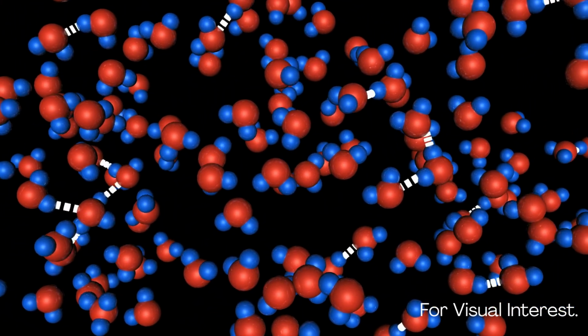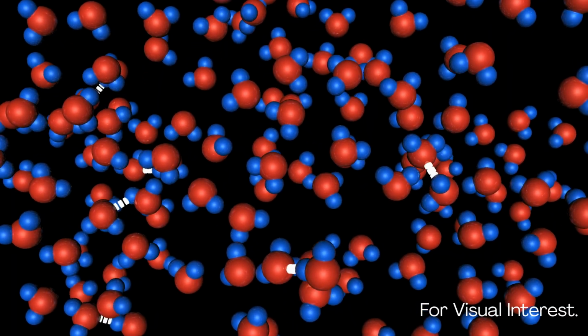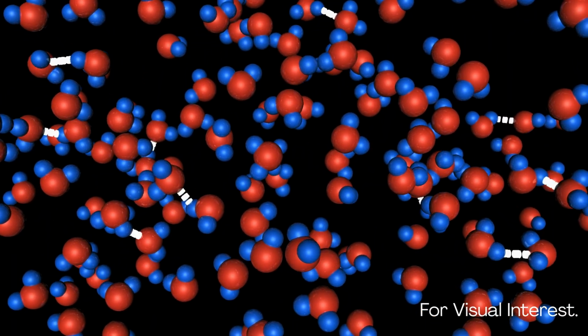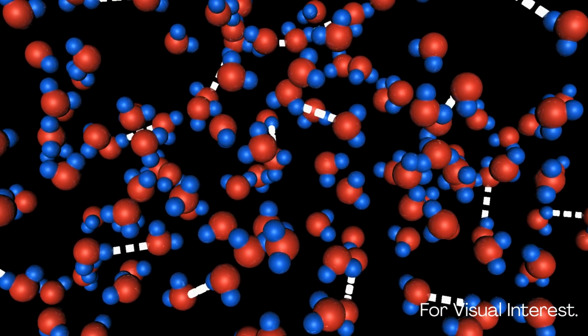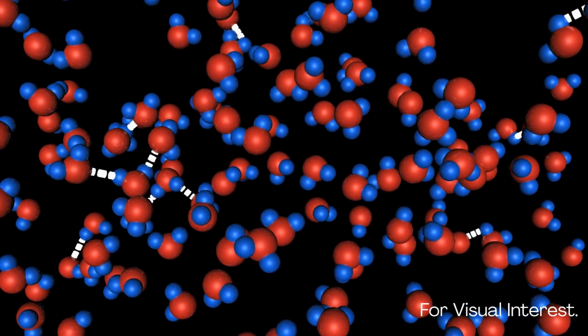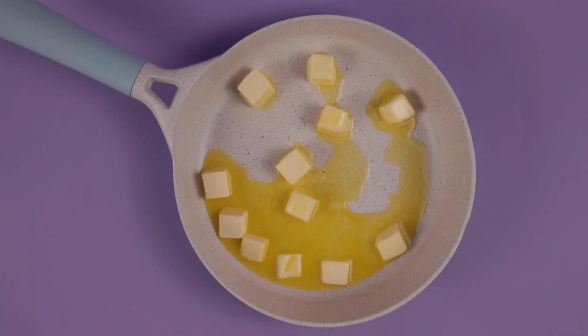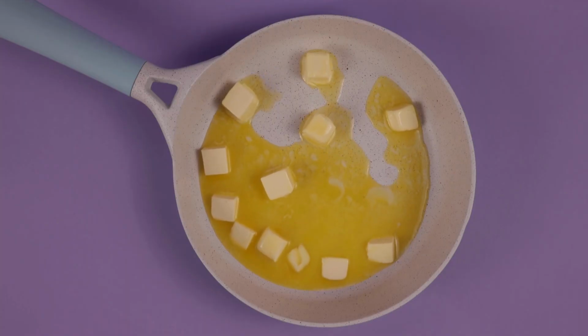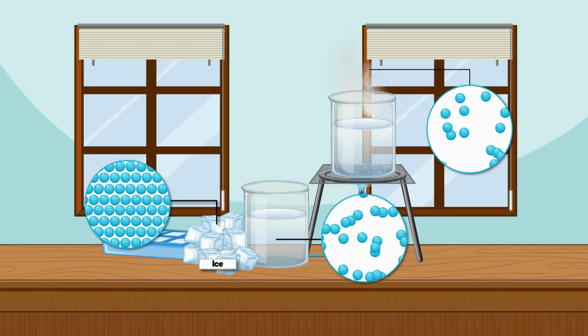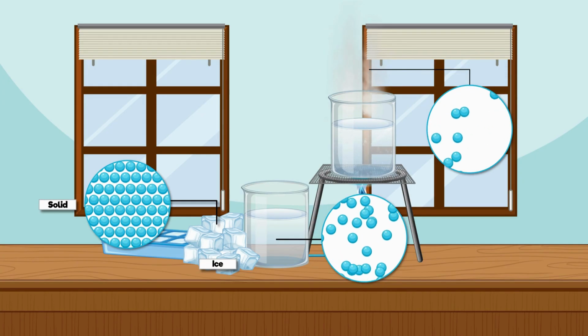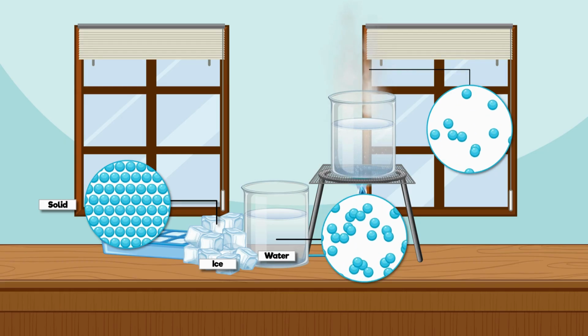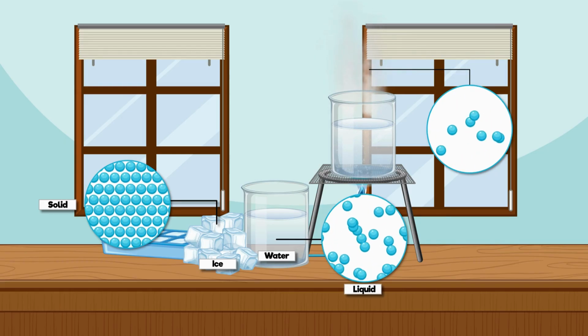The building blocks of matter are called atoms. Atoms join together to make molecules. Groups of molecules make up everything you can see and touch. Temperature affects how atoms and molecules move and spread apart. When the temperature increases, molecules move faster and spread farther apart. When the temperature decreases, molecules slow down and come closer together.